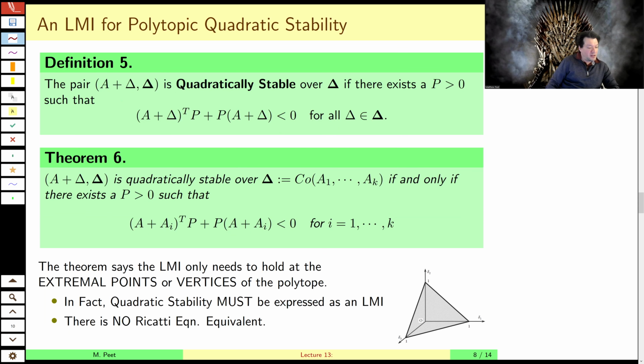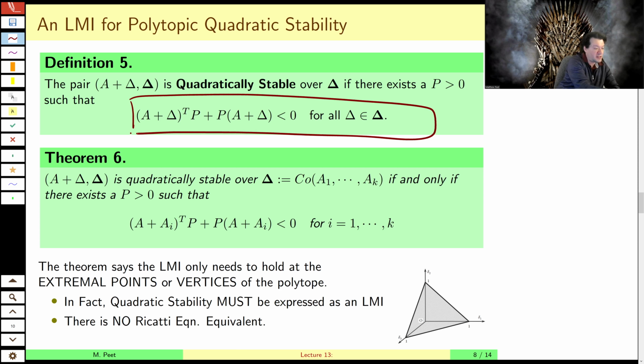So the rest of this lecture is really just applications of that very fundamental result in several directions. First, we do an easy one, which is quadratic stability for polytopic uncertainty. Specifically, quadratic stability is defined this way: we want (A + Δ)ᵀP + P(A + Δ) to be negative definite. That is, we want P to be a Lyapunov function for every Δ in the uncertainty set.